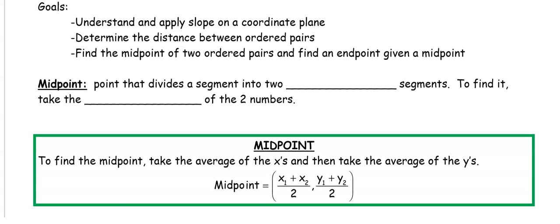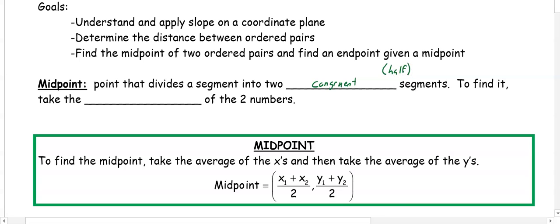This video is about understanding and applying slope on a coordinate plane, determining the distance between two ordered pairs, finding the midpoint of two ordered pairs, and finding the endpoint of a given midpoint. So a midpoint is a point that divides a segment into two congruent segments. Another way to think about that is a midpoint is dividing a segment in half.